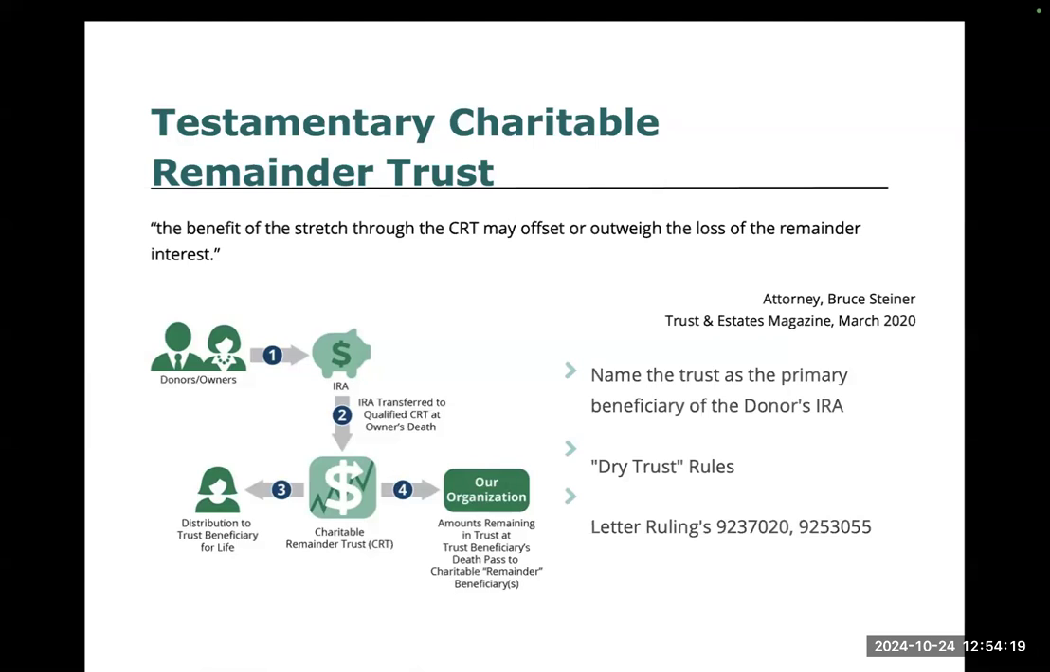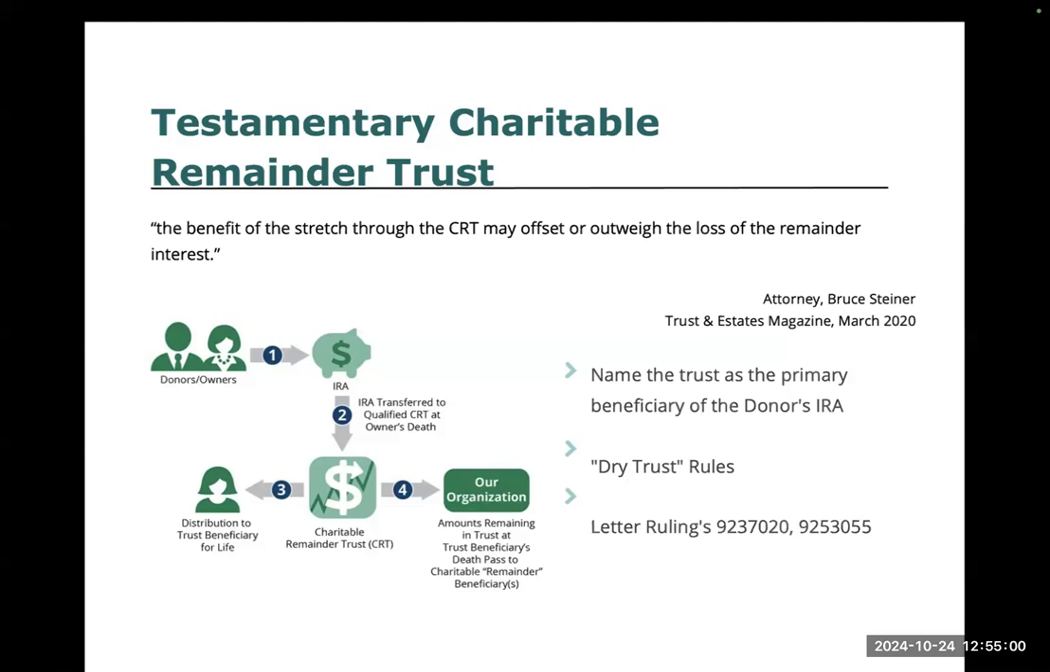The adult daughter doesn't have to worry about the limitations of the Secure Act, that she has to cash everything in in 10 years. She doesn't have to worry about the confusing required minimum distribution rules imposed by the Secure Act. She just gets her quarterly income or monthly income now for the rest of her life. Remainder goes to charity. As my friend and attorney Bruce Steiner says, the benefit of the stretch, remember we used to call it the stretch, right? But for most adult children now, they no longer are able to stretch inherited IRAs. But the benefit of the stretch through the CRT may offset or outweigh the loss of the remainder interest.